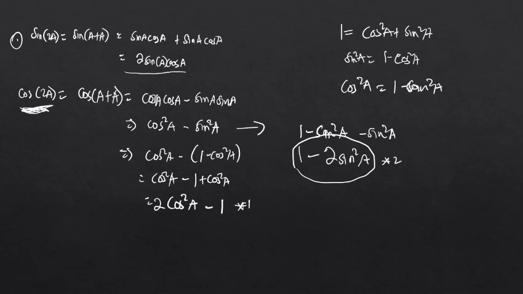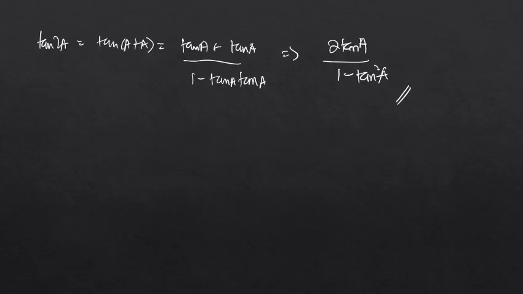So let's talk about some examples of the double angle form. Let's say you are asked to simplify this: 2 sine 15 cos 15. You are asked to find the value of this, right? How do we go about that?